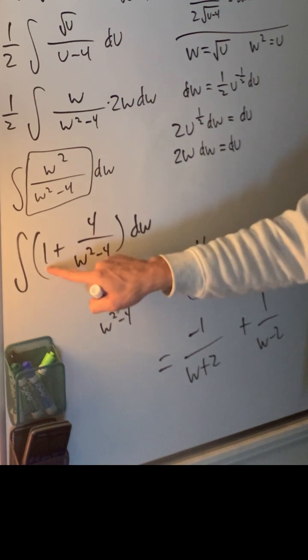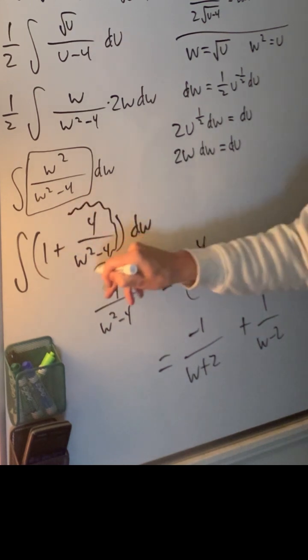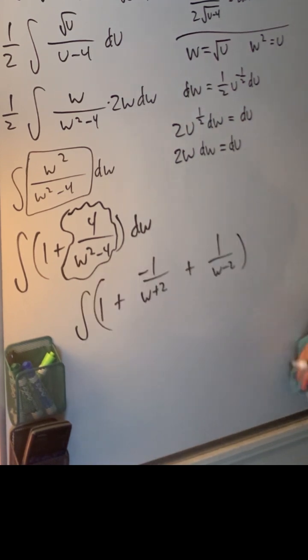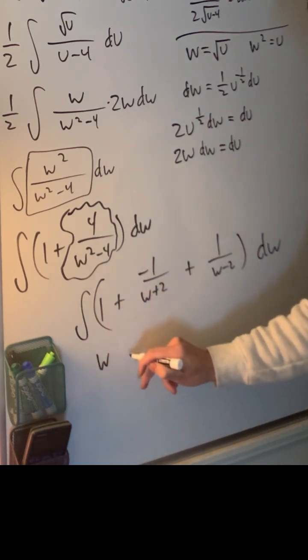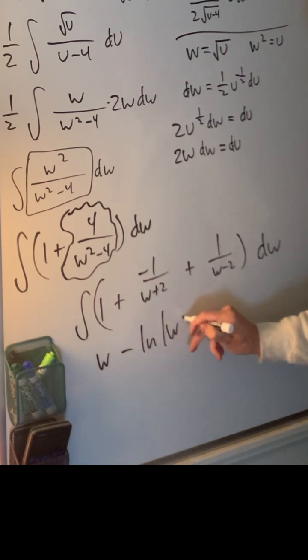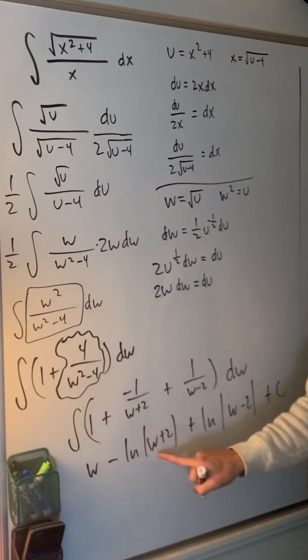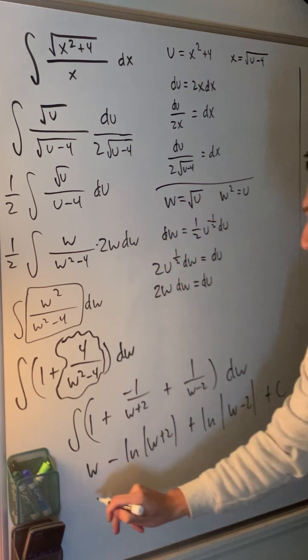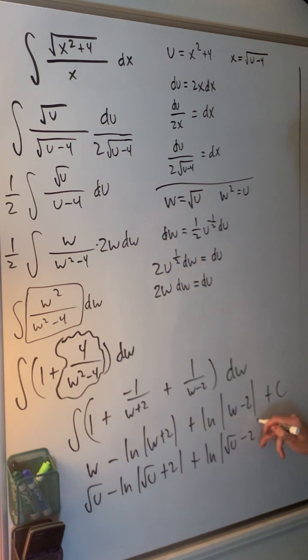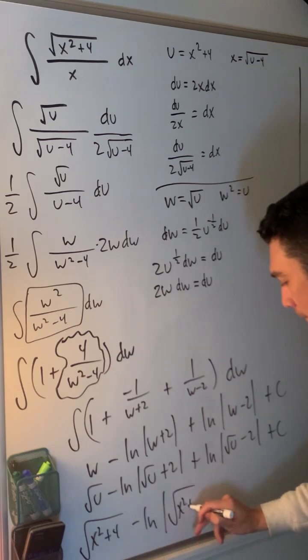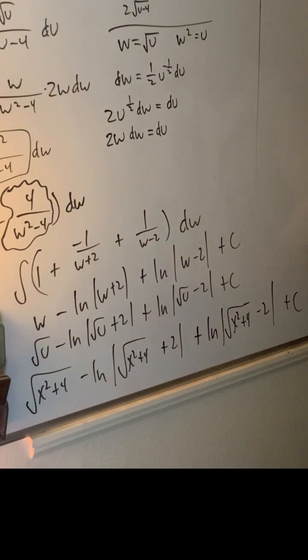So in our integrand, the 1's chilling, it's going to stay. But this bubble here, that bubble gets replaced by these two pieces by substitution. And then we can finally find antiderivatives. The antiderivative of 1 would be w, and then minus natural log |w plus 2|, plus natural log |w minus 2|, plus c. And then all the w's get turned into square root of u. All of the u's get replaced by x squared plus 4. And so here down below, we get our final answer.